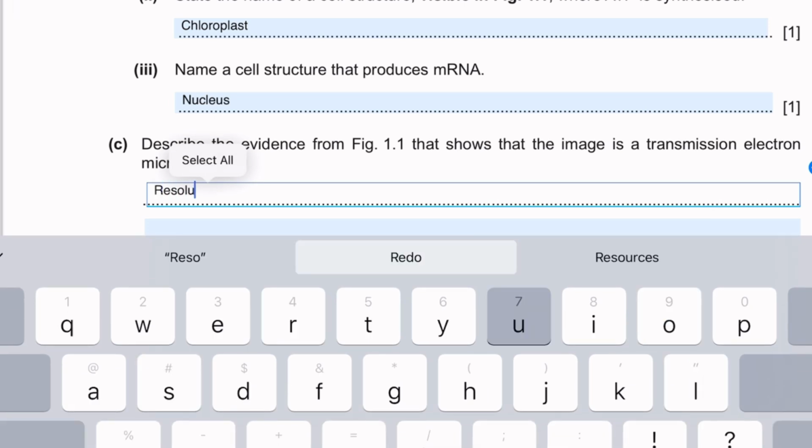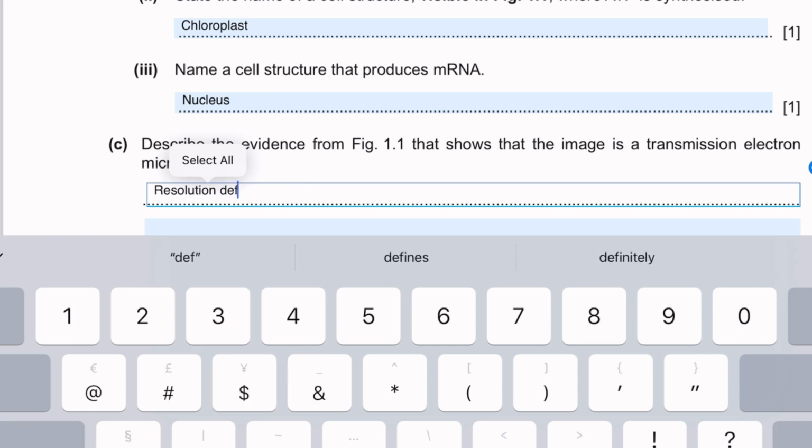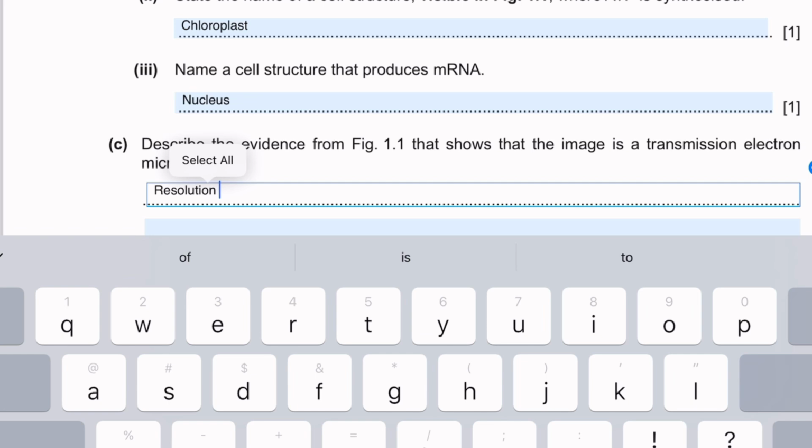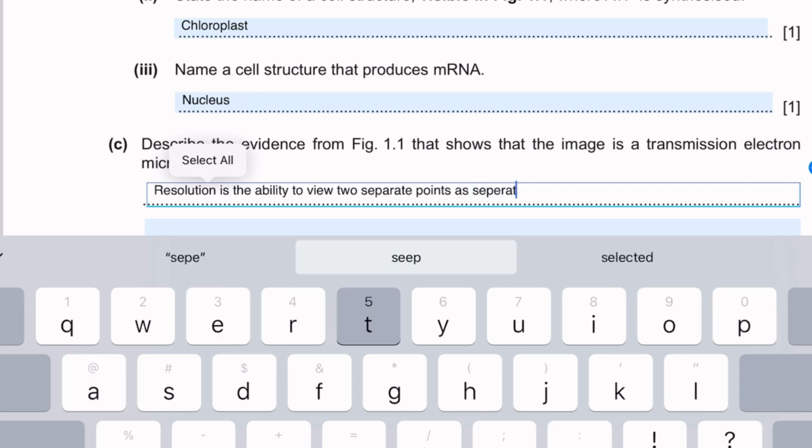Firstly, resolution is the ability to view 2 points as separate. I would write here define, and obviously you don't have to write define. So resolution is the ability to view 2 separate points or objects as separate, okay? Because if, for example, you have a camera and this camera has such a low resolution, then this means that you might see 2 things, for example 2 buildings, merge into one, and the image is really blurry and unclear.